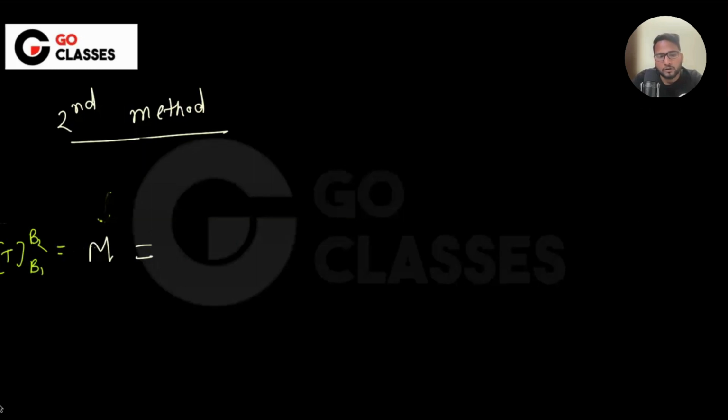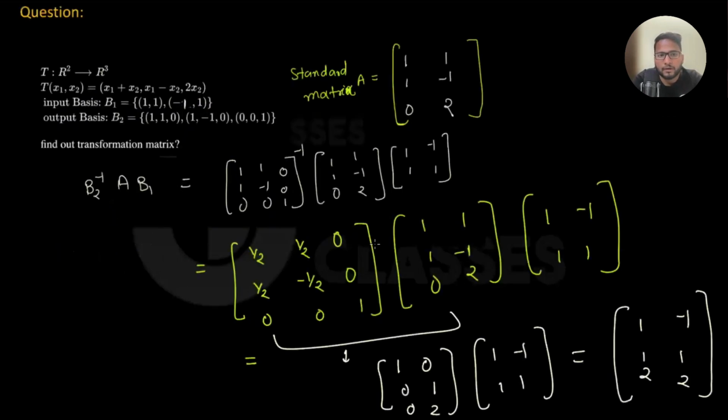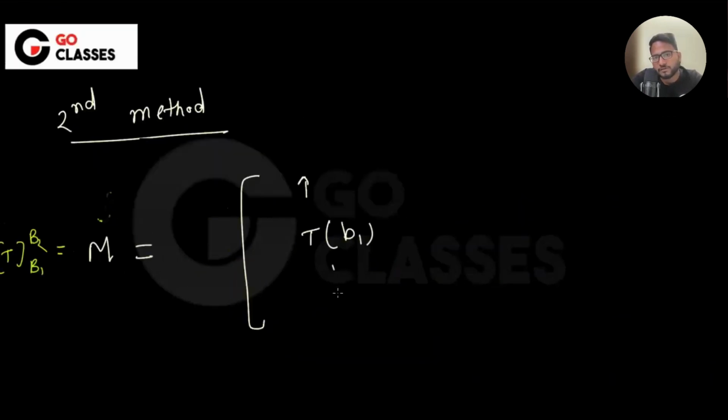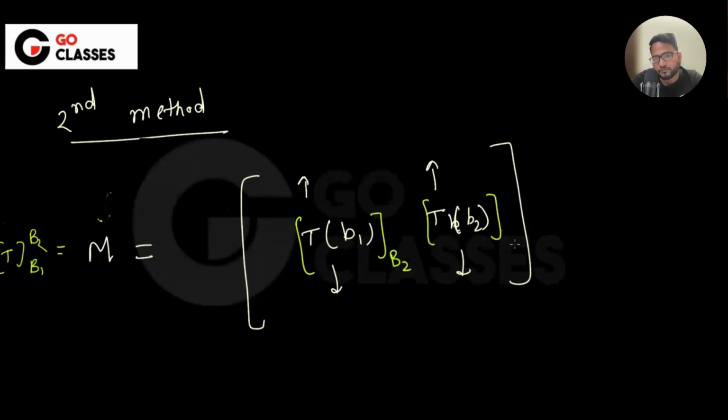ठीक है, तो यहाँ पे I'm interested in finding this M. What was the final answer that we got? The transformation of the basis vectors. Okay, transformation of the basis vectors is your final thing. You have two basis vectors, right? The transformation of the basis vectors T(b1), T(b2), and that too with respect to the new basis, which is b2. This is what we have figured out, right? The matrix should be this.